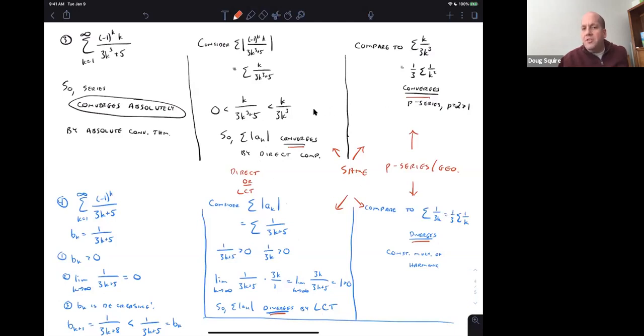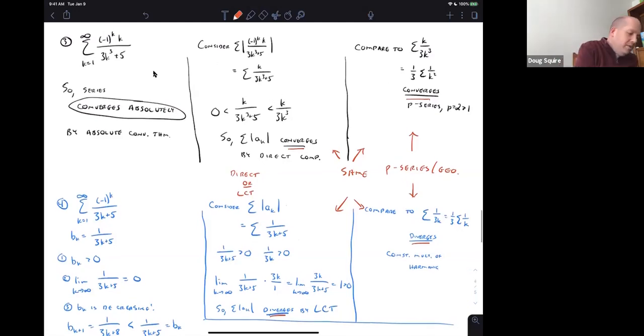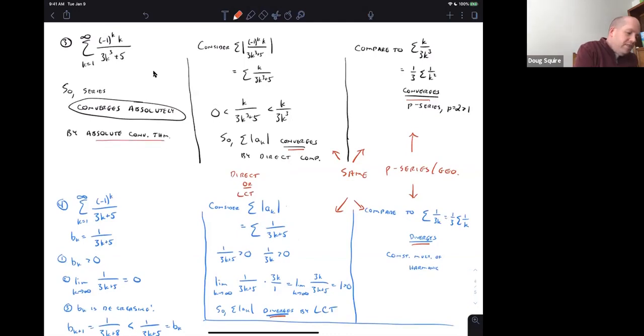Okay, if these two on the right both converge, so this converges, automatically this one converges. If that happens, then it converges absolutely by the absolute convergence theorem. So if it converges here, then this converges absolutely by the absolute convergence theorem every time. Does that make sense?